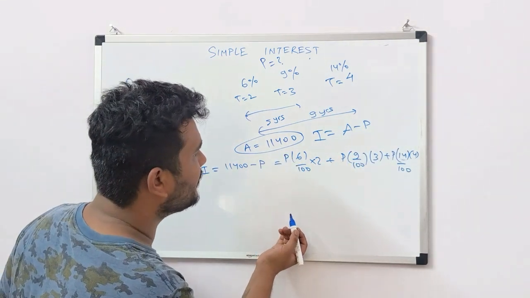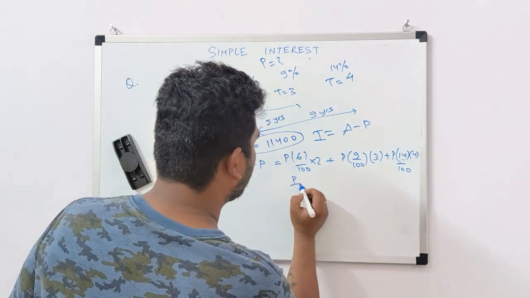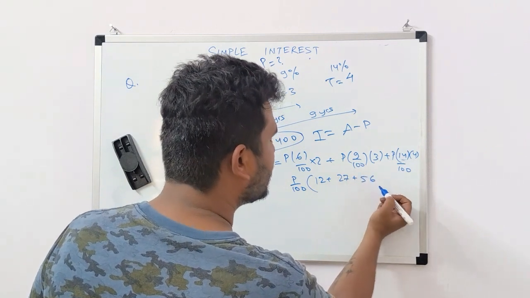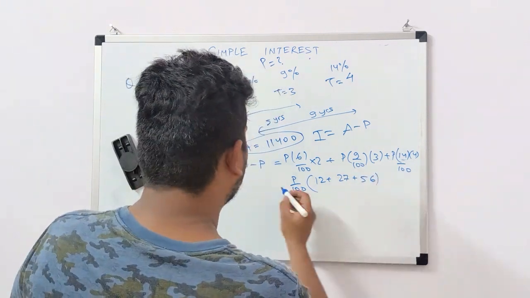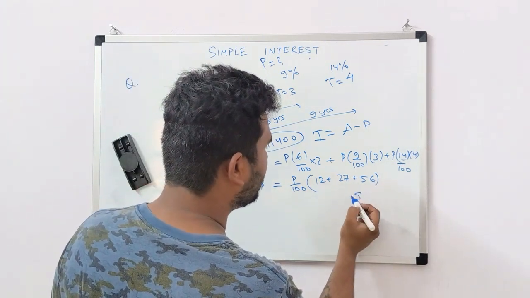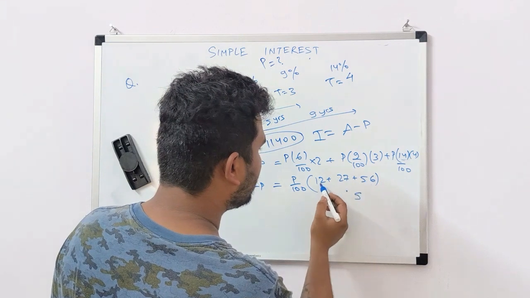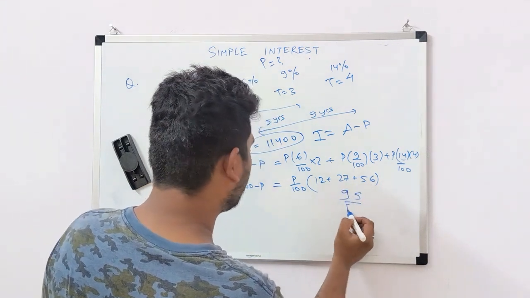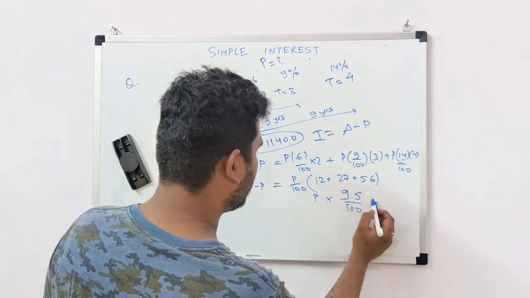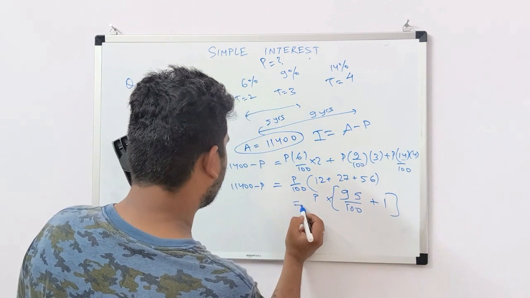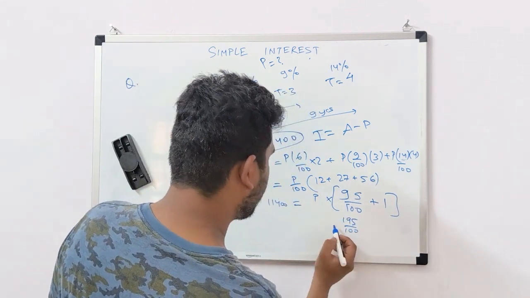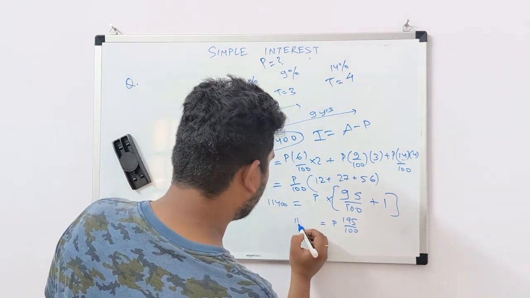Now again, this is the matter of how good your calculations are. Take P upon 100 outside: 12, 9, 18, 27, 16, 56. Either 11,400 minus P. So this is what? 7, 8, 9, 10, 15, 3, 5, 6, 7, 8, 9, 95 upon 100 into P. I think we have to do something about it. Plus 1, if the P comes here and 11400. So this is 195 upon 100 into P is 10400.